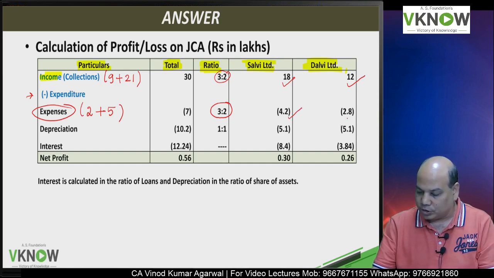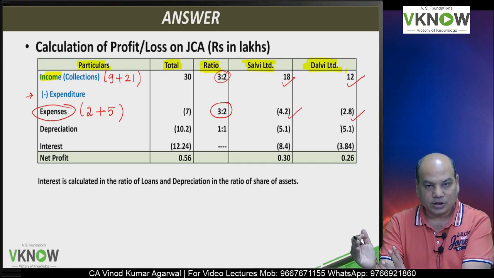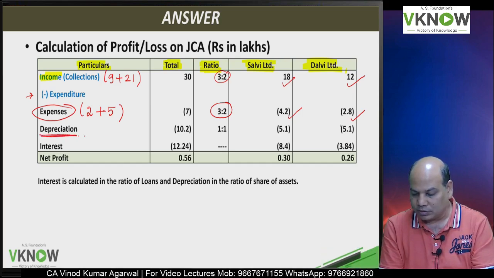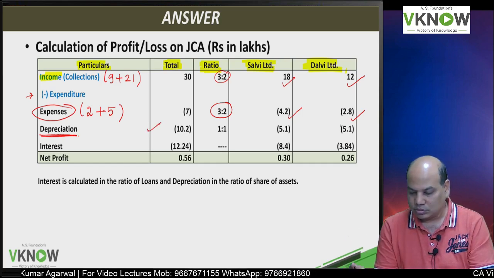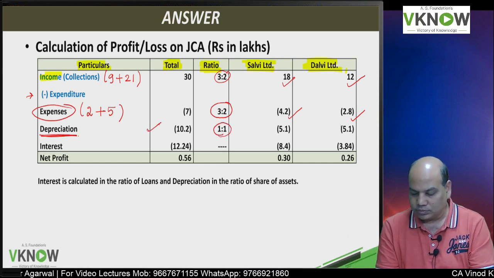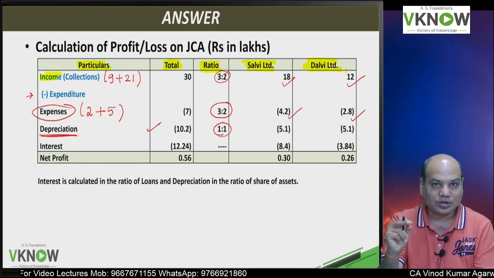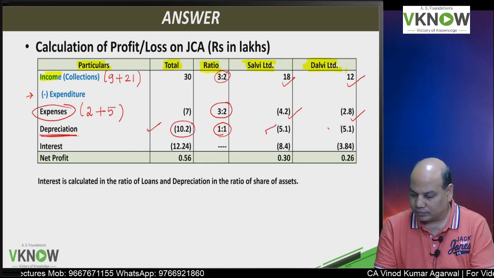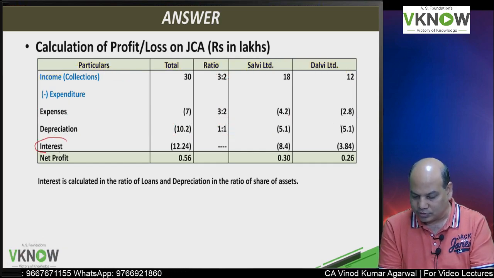Salvi will get 4.2, Dalvi will get 2.8. Income we have shared 3:2, expense we have shared 3:2. Depreciation write down, already calculated 10.2. Depreciation in equal ratio because the asset is owned equally, so 1:1. So 10.2 divided gives 5.1 and 5.1, and then interest.